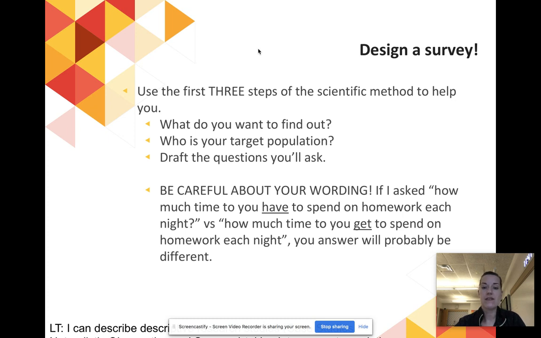So, for example, if I asked you, how much time do you have to spend on homework every night, versus how much time you get to spend on homework every night, your answer might be different. Because you might say, I have to spend 4 hours because that's all the assignments that I have and that's how long they're going to take, but I get to spend 2 hours because I have to give my little brother his bath and put him to bed because my mom works the night shift, right? So they're different. Those are 2 completely different answers to a question that seems like it's the same. So you just want to be careful there.